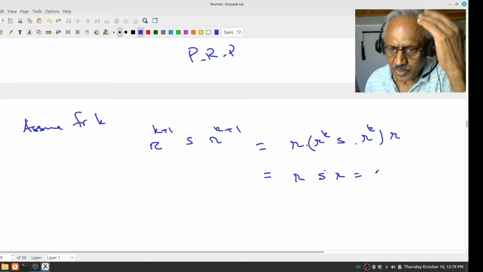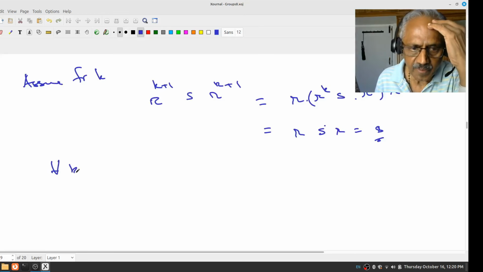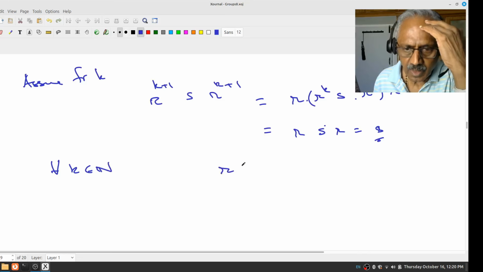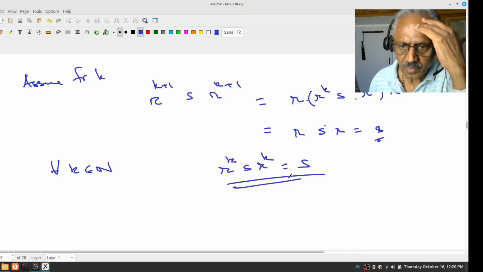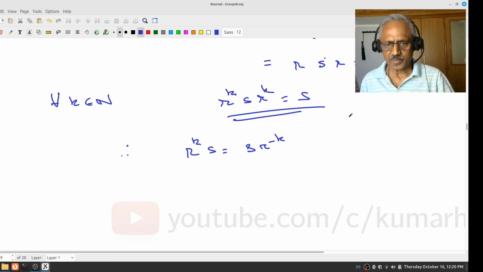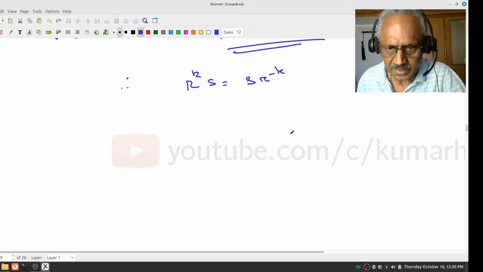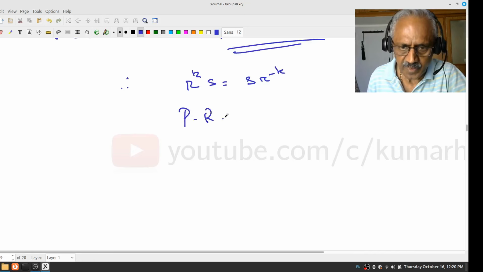And this, by what we have proved, is this. So we have proved for all natural numbers k, r to the power k s is s into r to the power minus k. In particular, r to the power k s equals s into r to the power minus k, because we multiply both sides by r to the power minus k. Then I have r to the power k into s equal to r to the power k into r to the power minus k, which is identity, s into r to the power minus k. Is that clear to all? Okay. Pause, review, proceed.